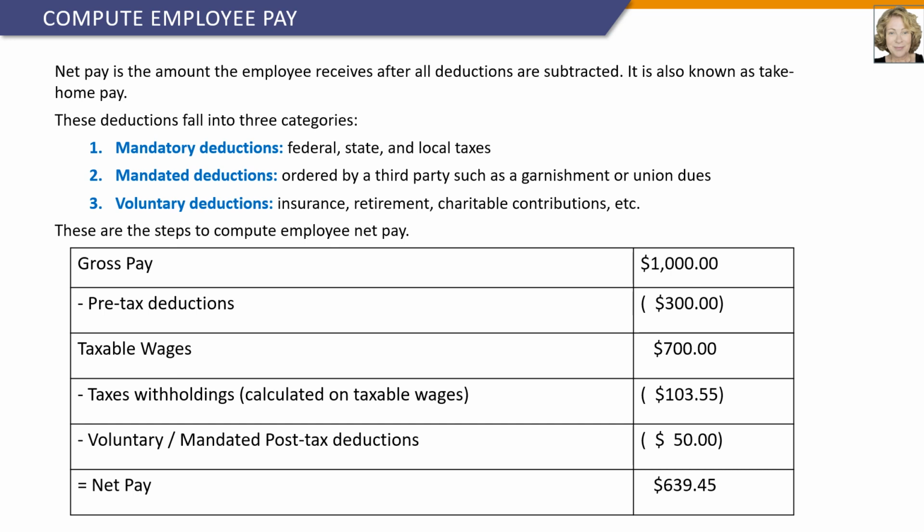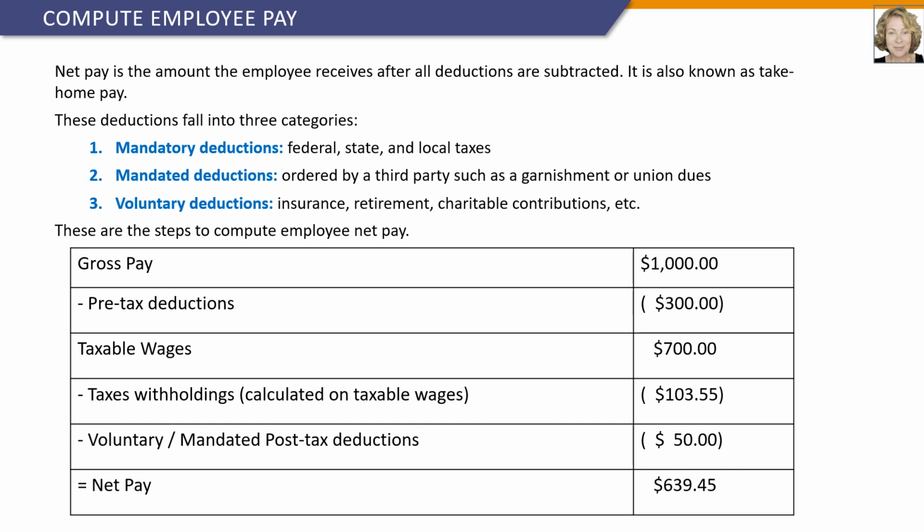The deductions fall into three categories. There are mandatory deductions, which include federal, state, and local taxes; mandated deductions, which are ordered by a third party, such as garnishments or union dues; and voluntary deductions, which include insurance, retirement, charitable contributions, and other like deductions. So these are the steps you have to take to compute employee net pay.